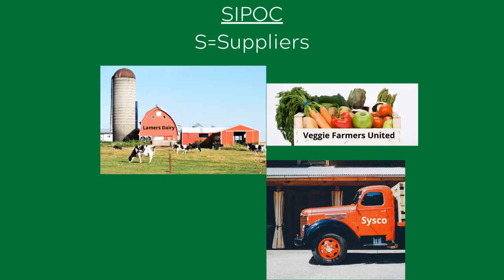Finally, let's talk about the S, suppliers. These are the suppliers of the inputs that we just listed. For example, Lamers Dairy would supply the cheese, Vegetable Farmers United would supply the vegetable toppings, and Cisco could supply the rest of the ingredients.